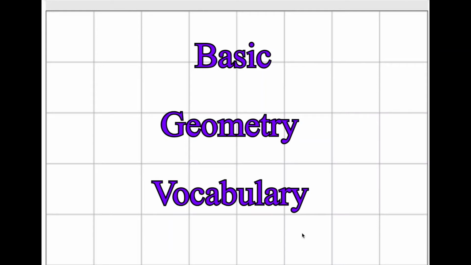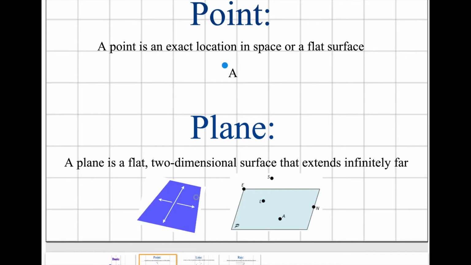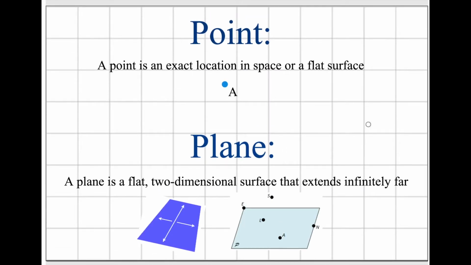Hello, today I'm going to be showing some basic geometry vocabulary. So we're going to start with a point. And a point is an exact location in a space or flat surface. And over here you can tell that a point is basically just like a dot. And this specific point is called point A since it is labeled with its name.